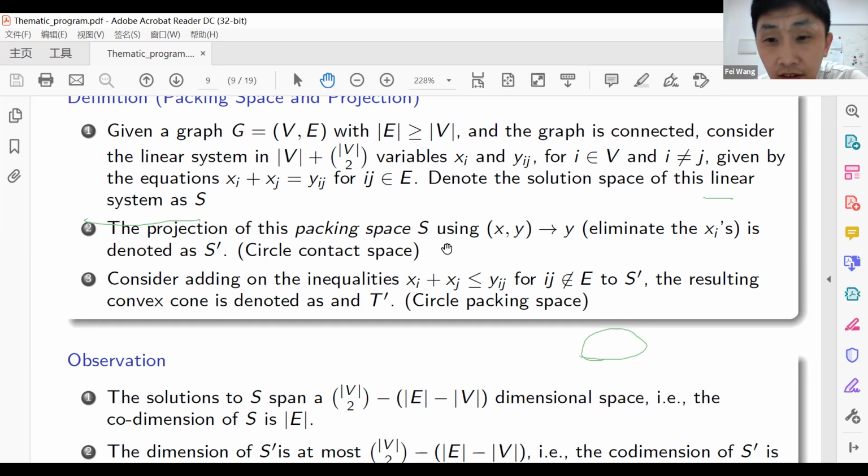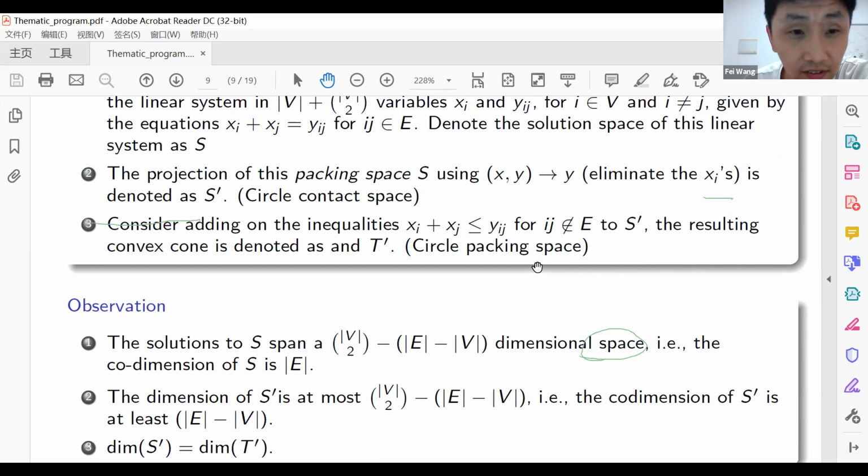So the xi is the edge set corresponding to the edge. The yij that's not in the edge set are basically arbitrary, right? If yij is in the edge set, then there might be a linear relationship. If yij is not in the edge set, then yij is just arbitrary. So we call this the circle context space. Why? Because we didn't add the inequalities xi plus xj less than or equal to yij.